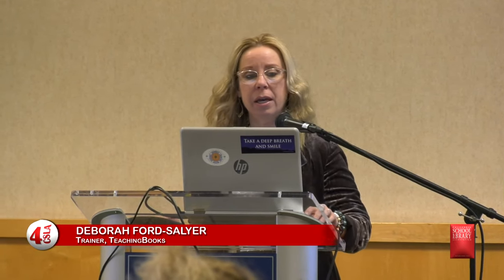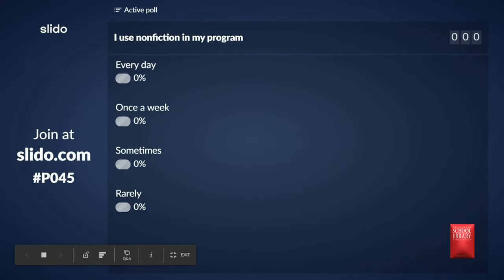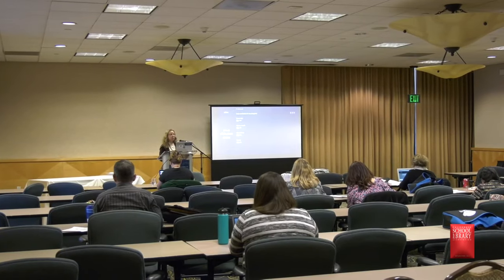We're gonna start with a poll. I learned something yesterday and so I'm gonna teach it to you today. I heard this from Renee Hobbs yesterday. It's a website called Slido. You're going to use your device and go to slido.com, and we're going to take a live poll. When it asks you for the event number, you're going to say P045 and answer this question. It's also on the screen.